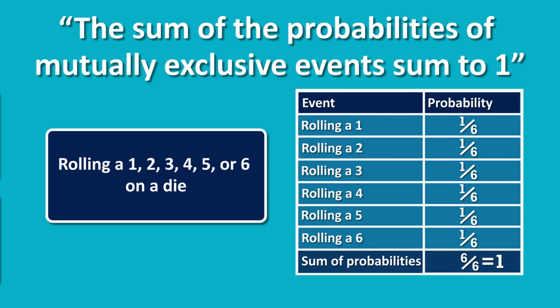So, now that we've improved our understanding of what we mean by mutually exhaustive events, we can turn back to our original statement. It is not the case that the sum of the probabilities of mutually exclusive events sum to 1, but we can correct this. Instead, the sum of the probabilities of mutually exhaustive events sum to 1.